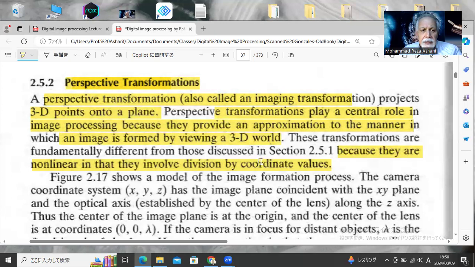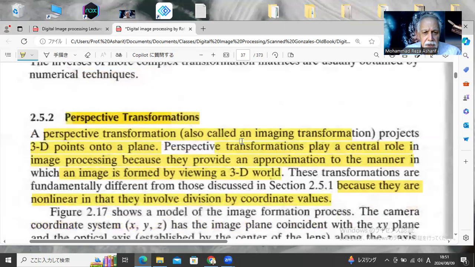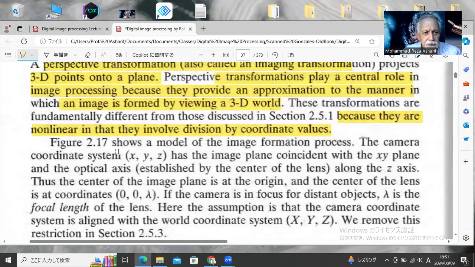This transformation is fundamentally different from the previous one that I talked about in lecture 8, this kind of rotation, translation, this kind of thing, because they are nonlinear in that they involve division by coordinate value. So because it involves the division, it is nonlinear.